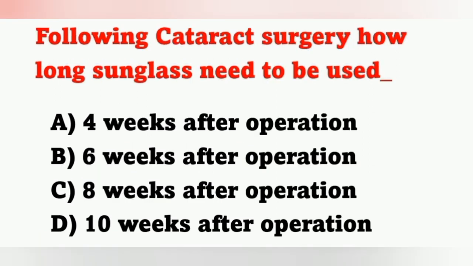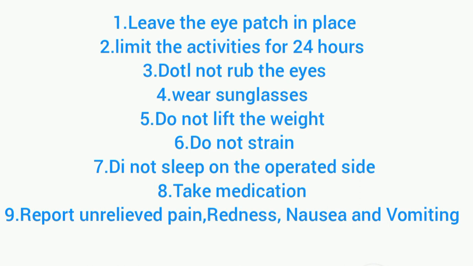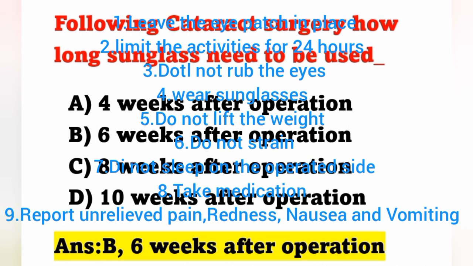Following cataract surgery, how long sunglasses need to be used? Option A, 4 weeks after operation, option B, 6 weeks after operation, option C, 8 weeks after operation, and option D, 10 weeks after operation. Cataract means the opacity of the lens. After cataract surgery we have to give some self-care advice to the patient. First, the eye patch in the patient's eye should be kept in place for 24 hours. That we have to explain to the patient.